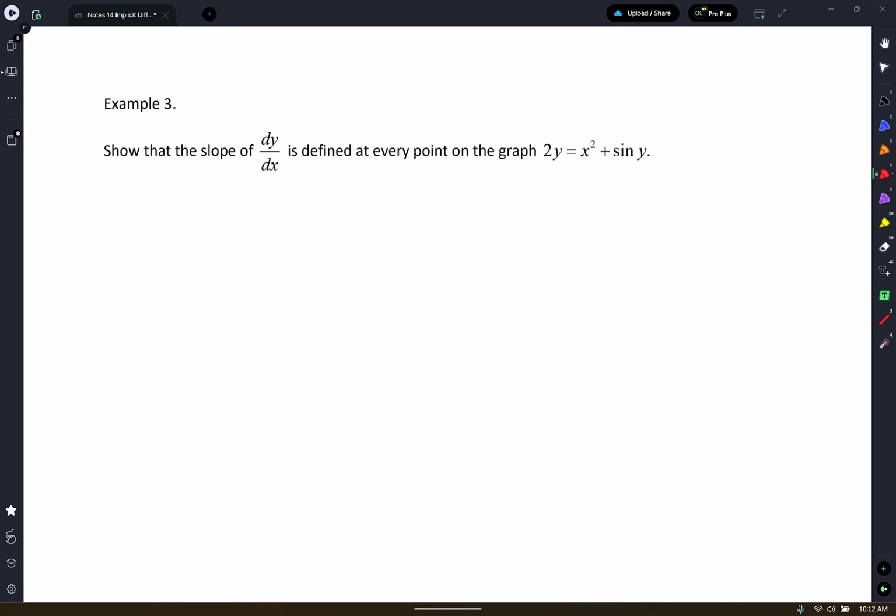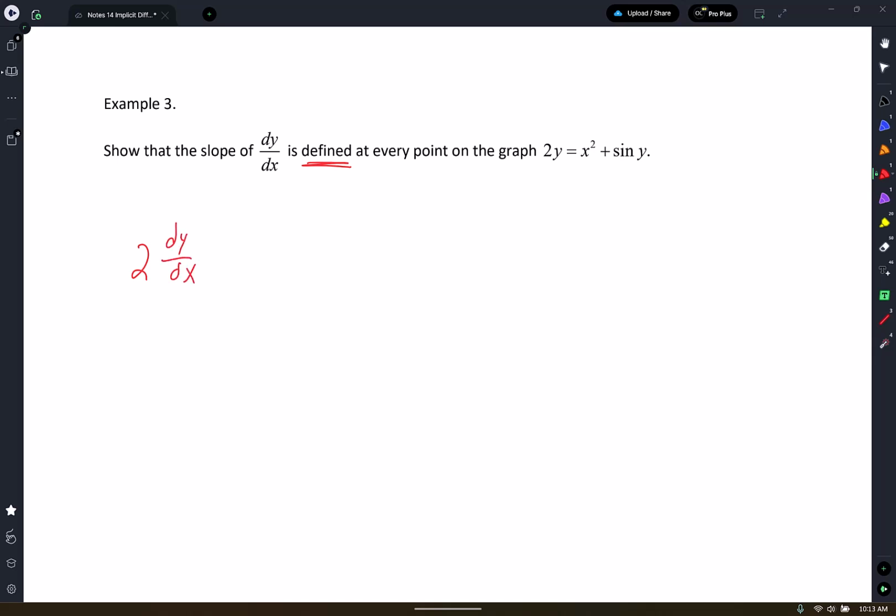Show that the slope dy/dx is defined at every point on the graph 2y equals x squared plus sine y. Defined means that as long as you don't have a 0 in the denominator, you're probably going to have a fraction. Cool or not cool? All right. So we have to take a derivative. I'm taking the derivative with respect to what letter? x. So what's the derivative of 2y? It's 2, and y is a function of x, so what do I put right next to it?